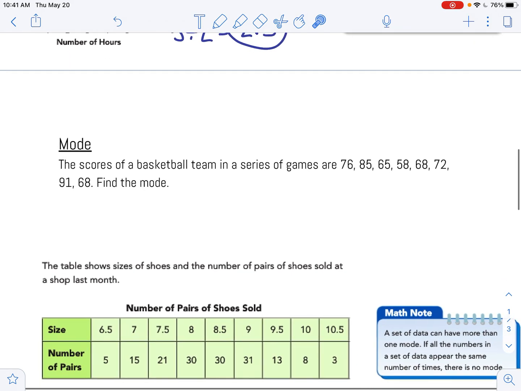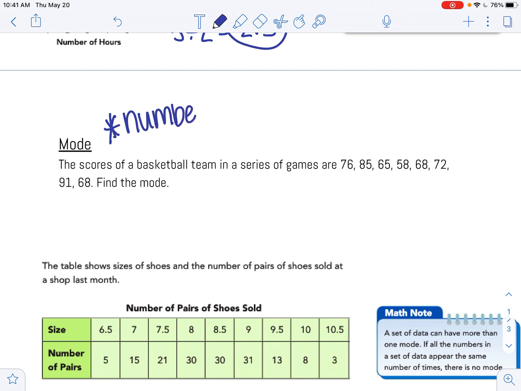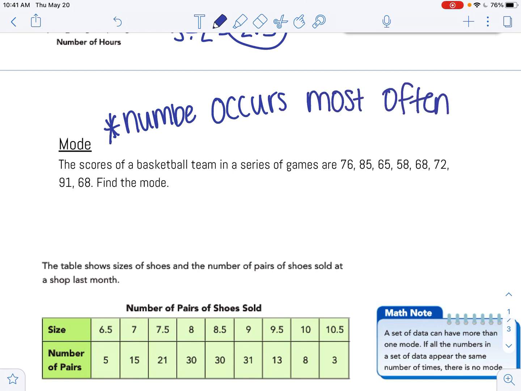Moving on to mode. Mode can be described as identifying the number that occurs most often, or is listed the most often. So order doesn't necessarily matter with mode. You can leave the order as is, or you can list it in least to greatest order if you really want to. Maybe there's going to be other parts of the problem in which you'd also be asked about the median, and at that point you'd want to list in least to greatest order, but for this example, we're not going to worry about doing that.